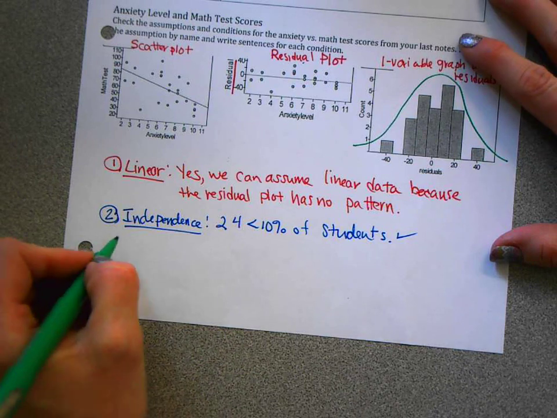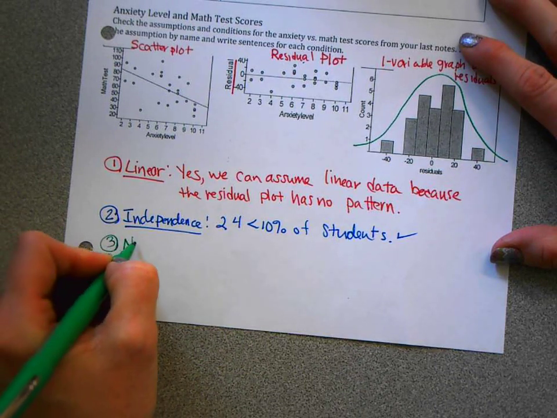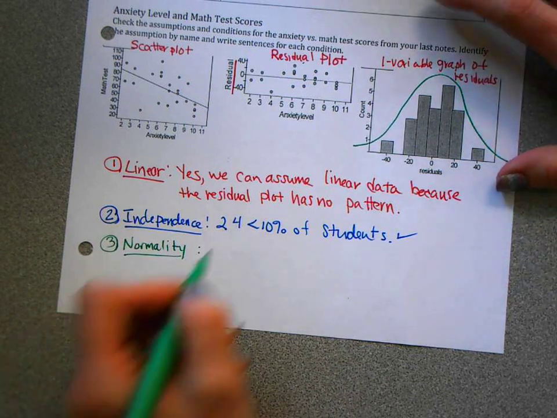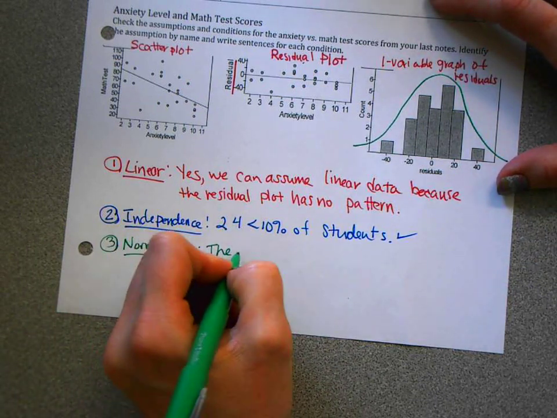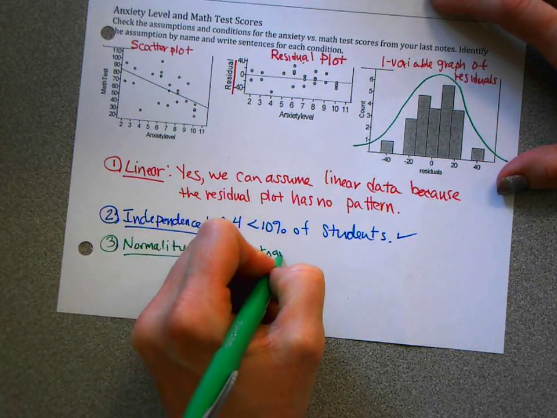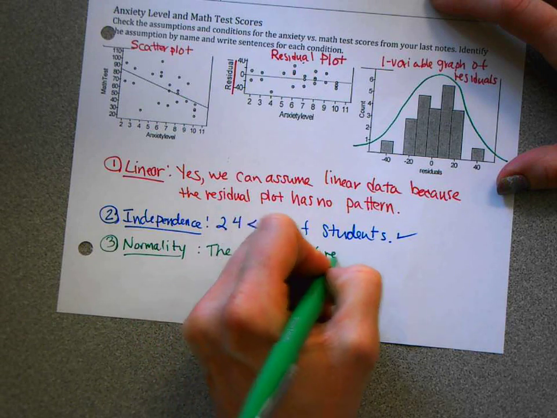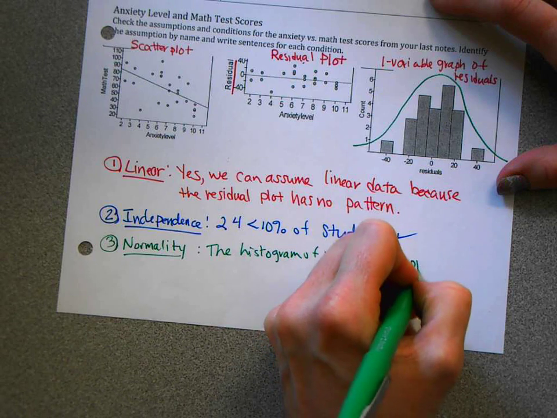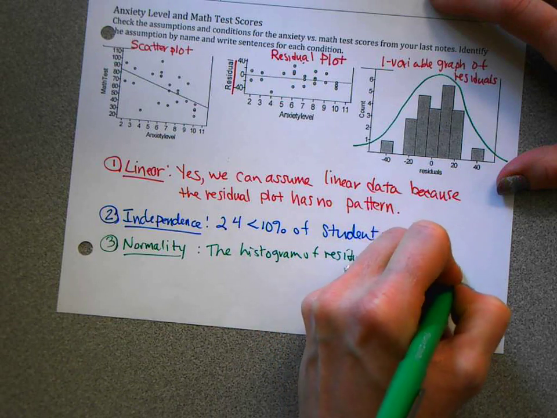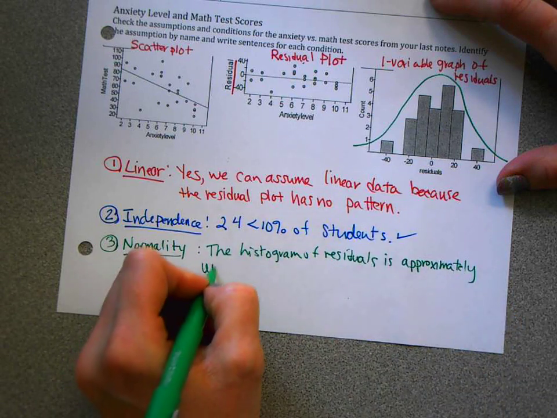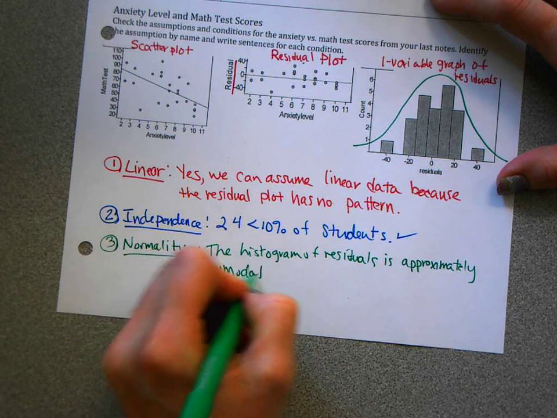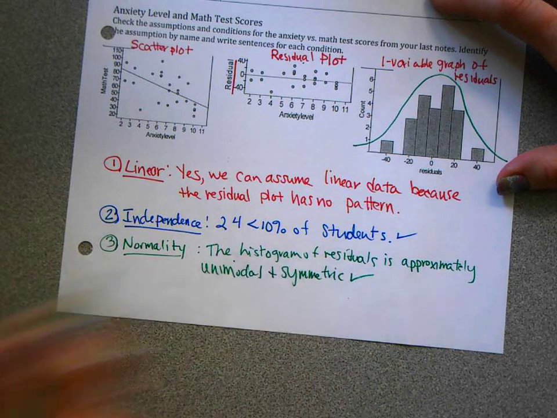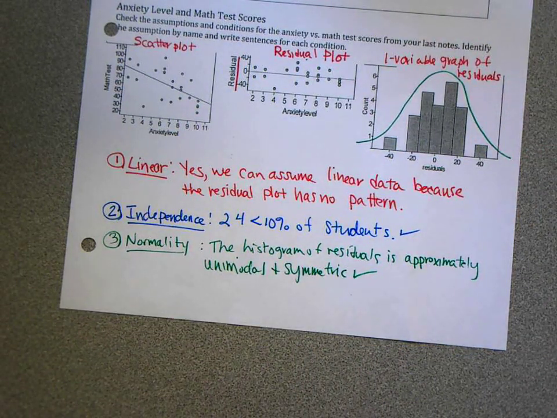So you state the assumption, and then you say the histogram of the residuals is approximately unimodal and symmetric. So that one's looking good too. All right, out of all of them, this one is the newest and strangest one.